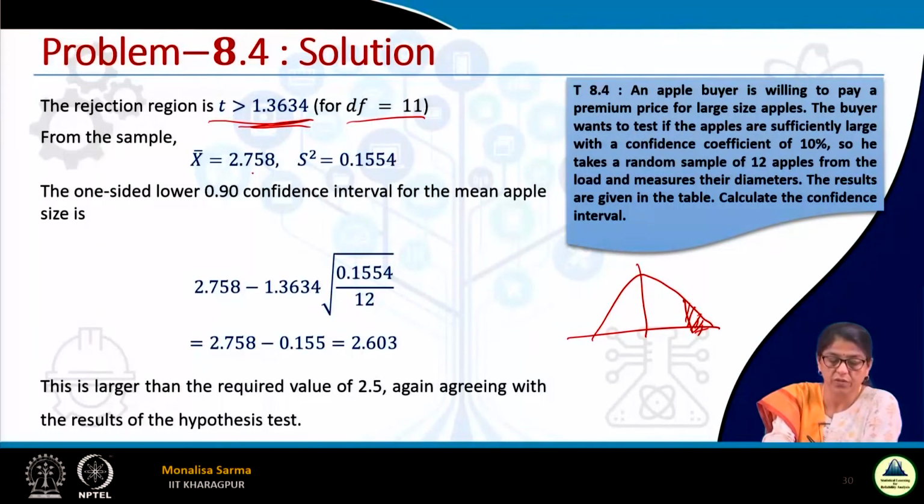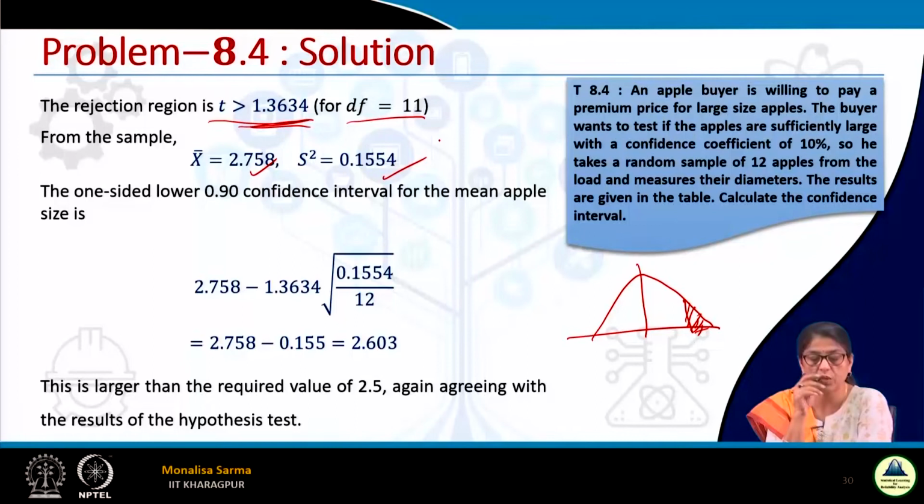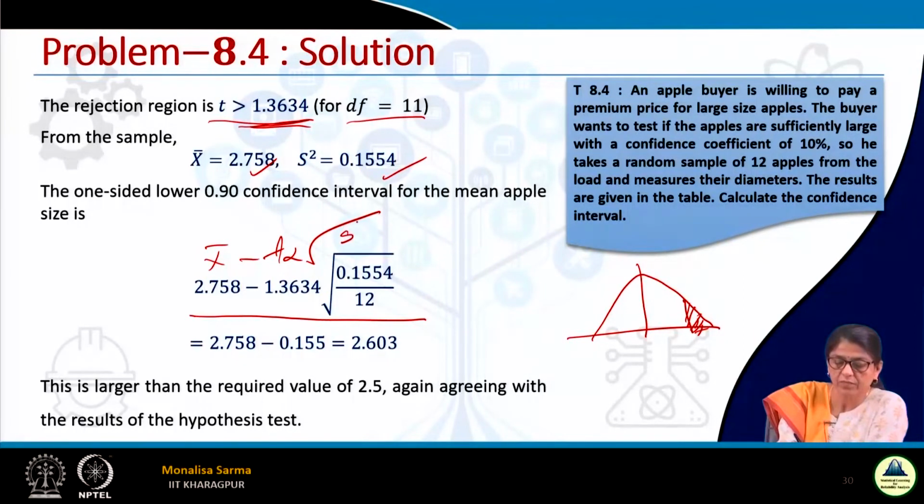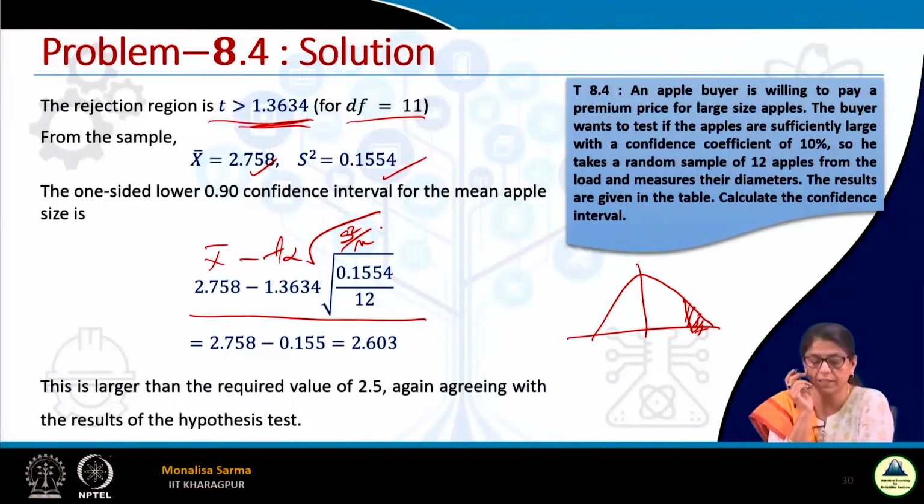Okay. From the sample, I got the x bar value and the s square value. So now I just have to find the lower confidence interval. What is the lower confidence interval? It is x bar minus t alpha times the square root of s square by n. If I were interested in finding the upper confidence limit, then it would be x bar plus. If I am interested in finding both the lower and upper, then my alpha will be alpha by 2, isn't it? But since I am interested here in finding the greater, I don't want the upper region. So it will be x bar minus t of alpha times the square root of s square by n.